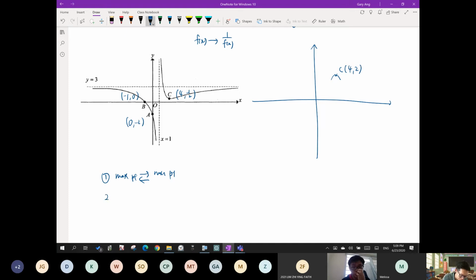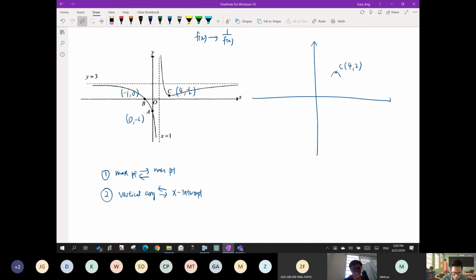All right, step 2. Step 2 says that the vertical asymptote becomes the new x-intercept, and the x-intercept becomes the new vertical asymptote. Now, if you don't know why, never mind, just memorize. But I'll try to tell you, at least so it makes sense. I'll help you understand this better.